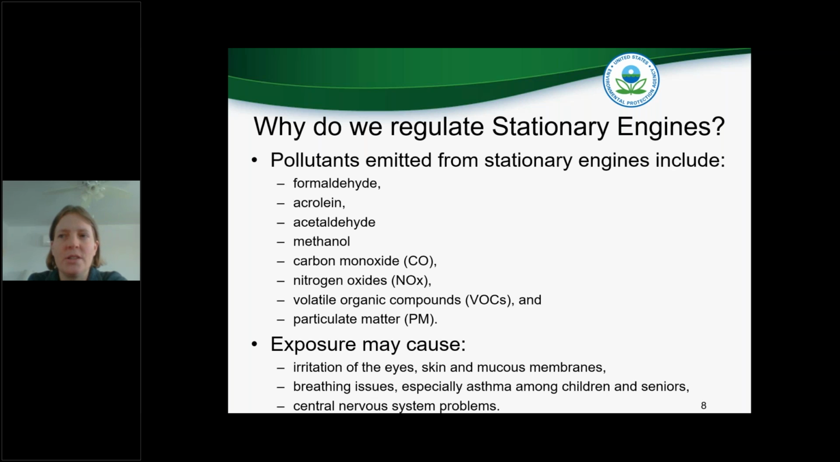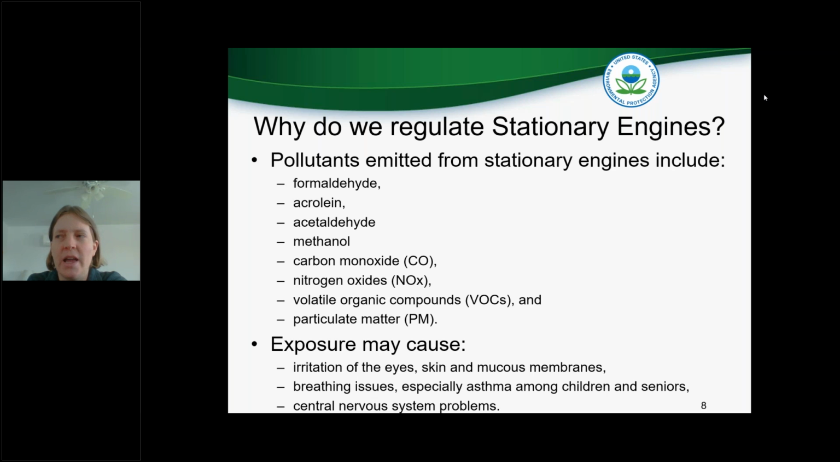These are some of the pollutants that are emitted from a stationary engine or a mobile engine, but in our case, we're talking about stationary. Obviously, it can cause breathing issues, and in extreme cases, some central nervous system problems. So the EPA regulations are intended to minimize these hazards from people who live or work near these sources of pollution. And even in the event of a natural disaster, we still want to make sure that people are not unduly exposed to these types of toxins.